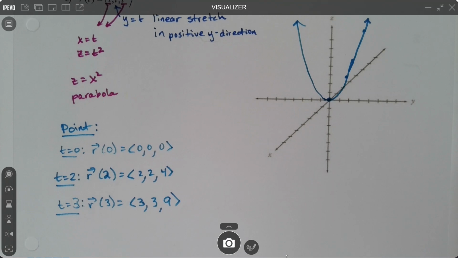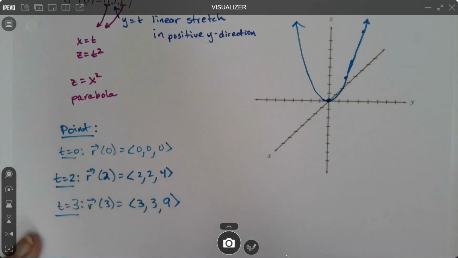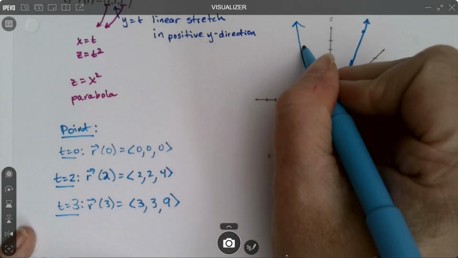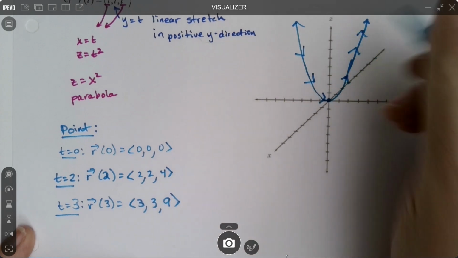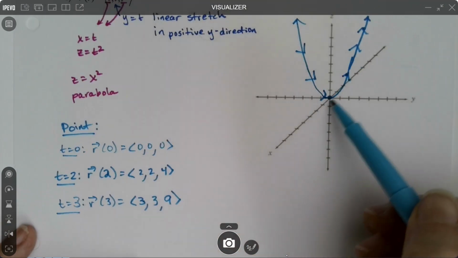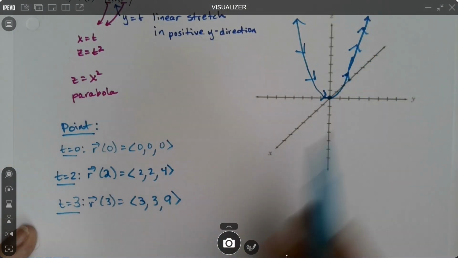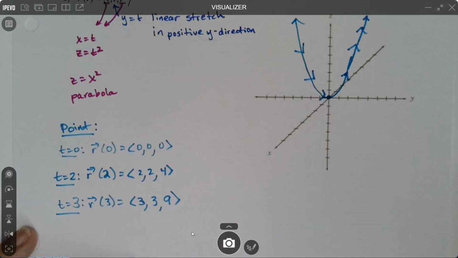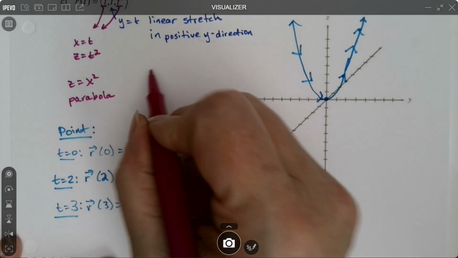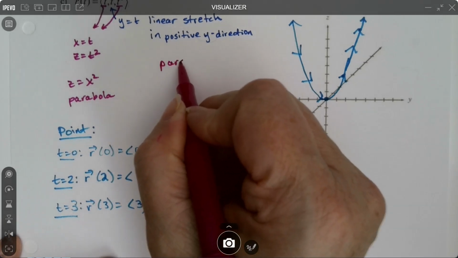So we need arrows. So how is it moving? So it's moving this way, right? We can tell because of the points we've picked. We can see that it's going along that direction. So it's a parabola that's stretched in the positive y direction. So we can say it's a parabola.